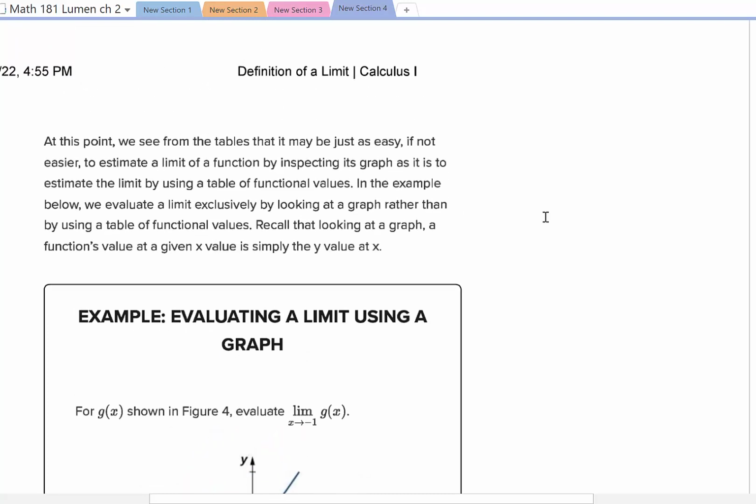Okay, at this point, we see from the tables that it may be just as easy, if not easier, to estimate the limit of a function by inspecting its graph, as it is to estimate the limit by using a table of functional values. In the example below, we evaluate the limit exclusively by looking at the graph rather than using the table of functional values. So recall that looking at a graph, a function's value at a given x value is simply the y value at x.